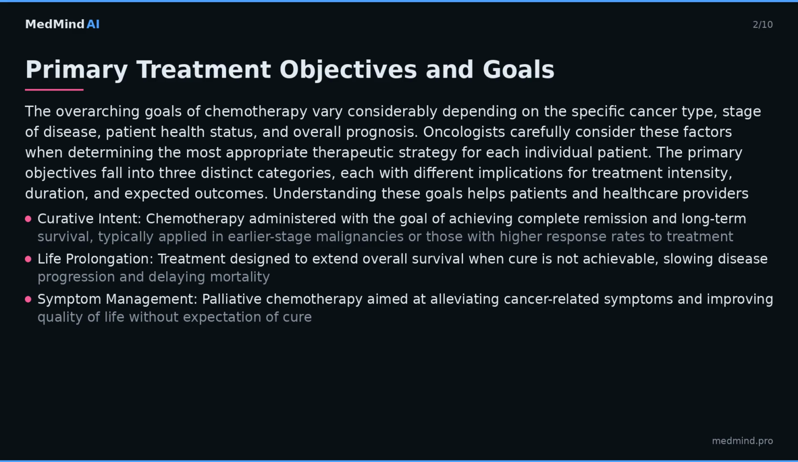Key points: curative intent, chemotherapy administered with the goal of achieving complete remission and long-term survival, typically applied in earlier stage malignancies or those with higher response rates to treatment. Life prolongation, treatment designed to extend overall survival when cure is not achievable, slowing disease progression and delaying mortality. Symptom management, palliative chemotherapy aimed at alleviating cancer-related symptoms and improving quality of life without expectation of cure.